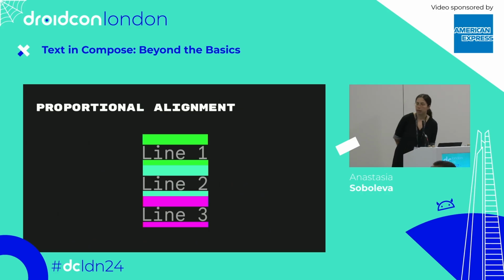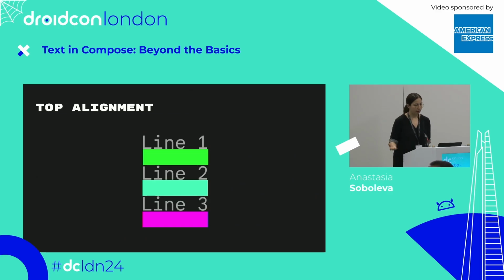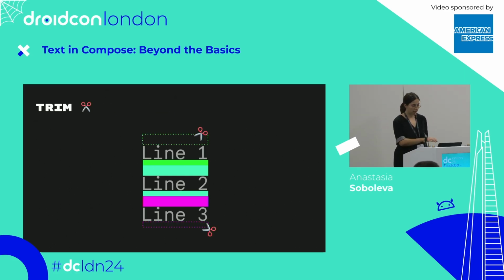Proportional means that we distribute the additional space proportionally to the font's ascent and descent. Practically, it means that we put a bit more to the top than to the bottom. Alternatively, you can use the bottom alignment, so all of the additional space will go to the top. And similarly, if you align to the top, then all of the additional space goes to the bottom. And then last but not least is center alignment. It means half and half, so half goes to the top, half goes to the bottom. So this is the alignment.